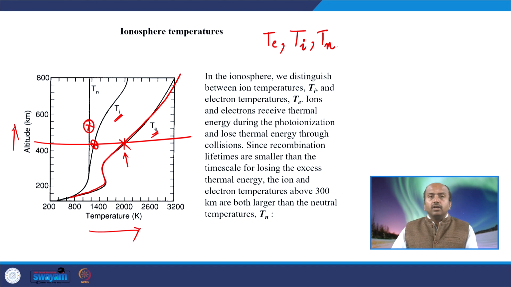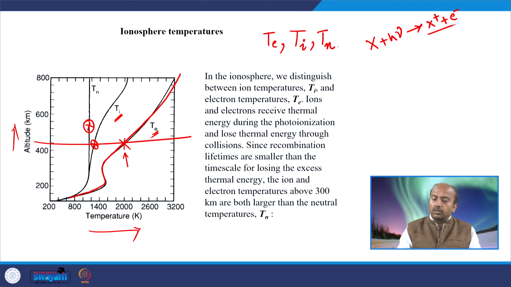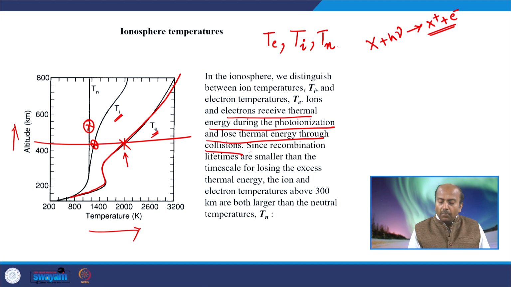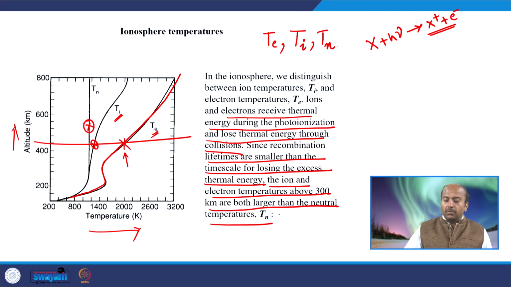In the ionosphere, we distinguish between the ion temperature and electron temperatures. Ions and electrons receive thermal energy during the photoionization process. You know what is photoionization, right? X plus h nu giving you X plus and an electron. This is photoionization. So electrons receive thermal energy during photoionization and lose thermal energy through collisions. Since recombination lifetimes are smaller than the timescales for losing excess thermal energy, the ion and electron temperatures above 300 kilometers are both larger than the neutral temperature. So this is the reason that they exist separately: the recombination lifetimes are smaller than the timescales for losing the excess energy.